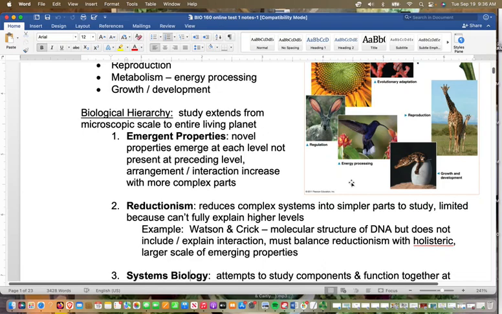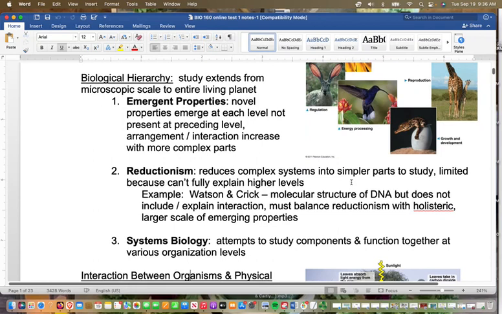When studying biology, a lot of times we'll use reductionism. It reduces the complex systems into simpler parts to study it. And while this works to make things easier to study, it does have limitations because it can't fully explain the higher levels or the interaction of different parts of the body. For example, with anatomy and physiology, we tend to study things by systems, but those systems definitely interact with each other. And so the whole is greater than what you get from just the sum of the parts. And you need to look at the overall as well.